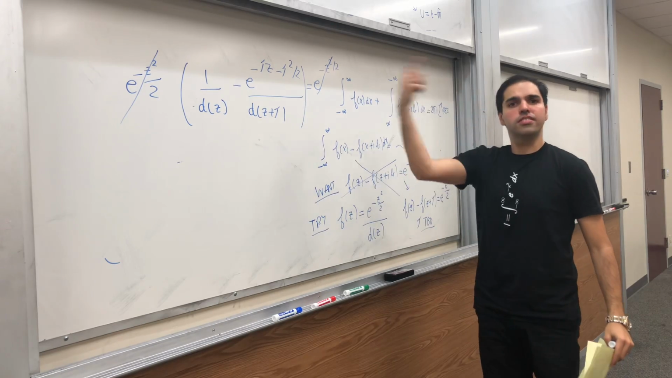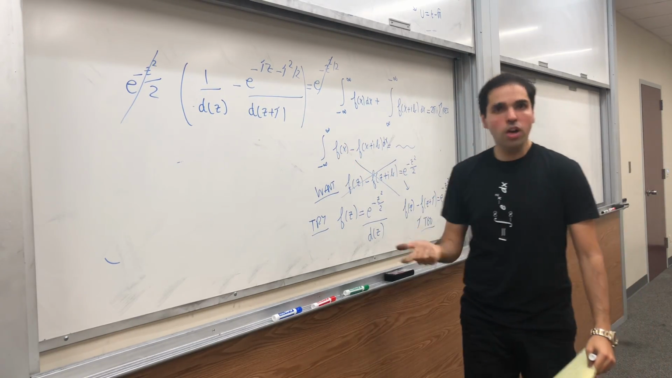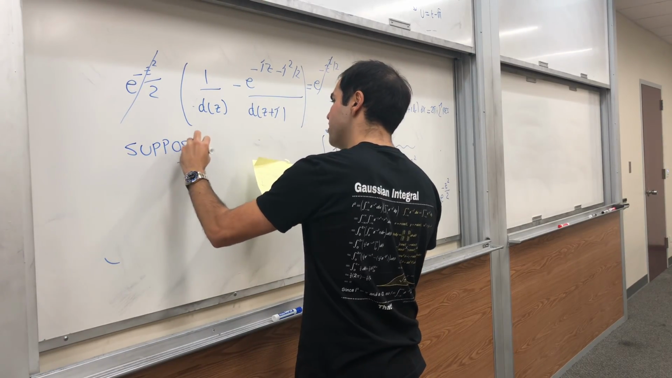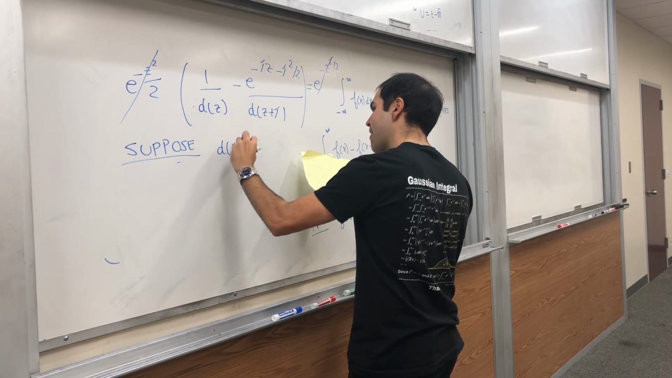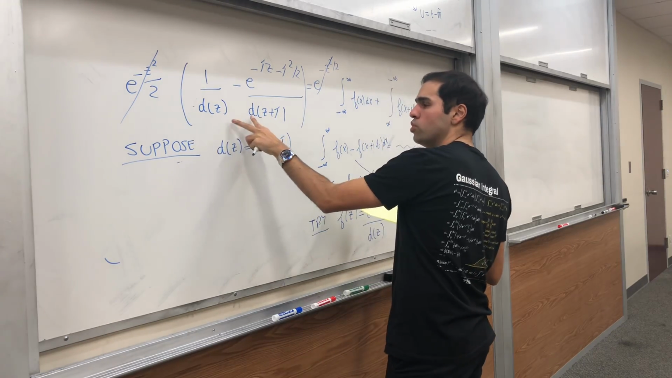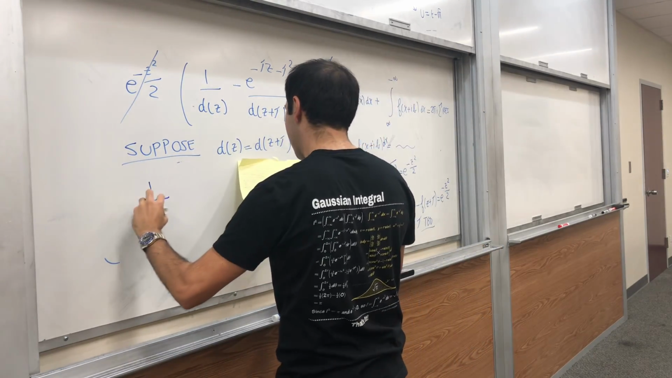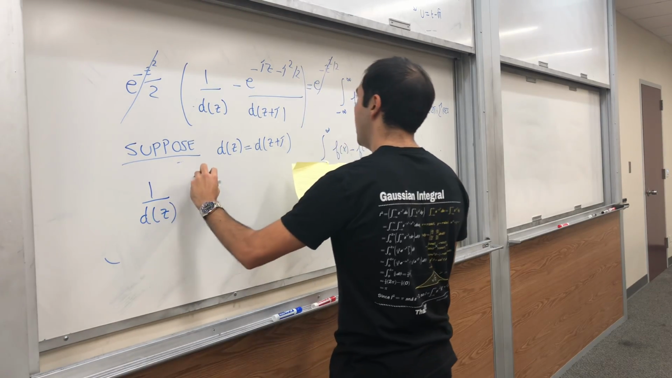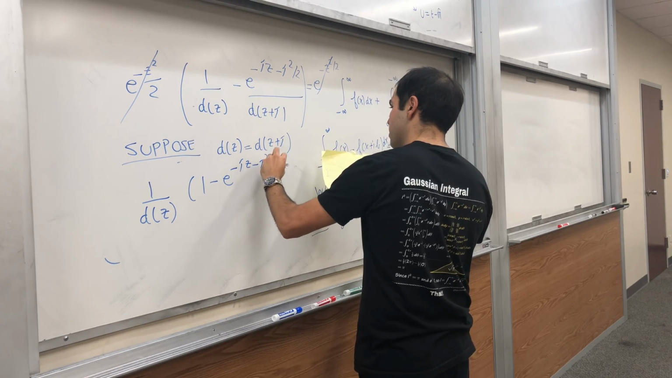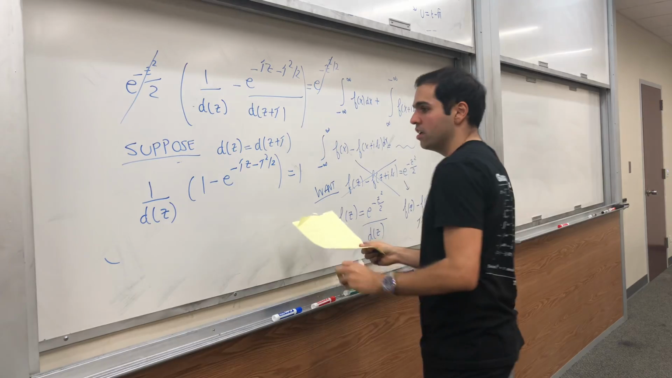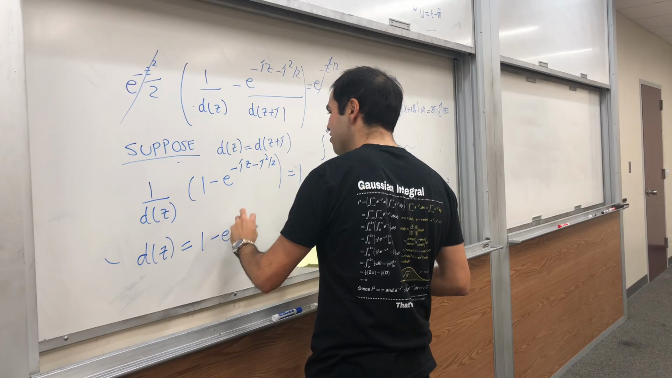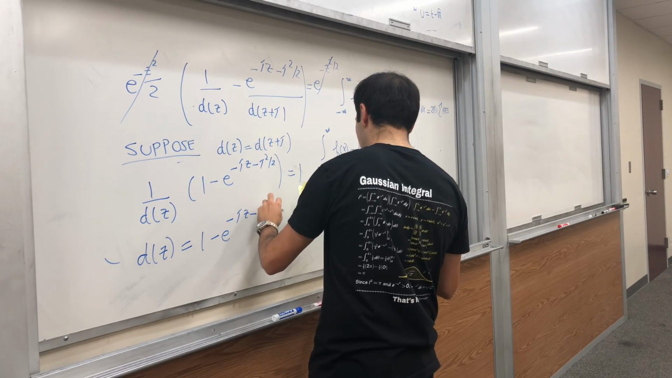Now, in general, this is still too hard to solve. So let's just do one more simplification. So let's suppose that actually d is periodic. So suppose d of z equals d of z plus tau. Then those two terms are the same, so we can factor it out. 1 over d of z times 1 minus e of minus tau z minus tau squared over 2 equals 1. So d of z equals 1 minus e of minus tau z minus tau squared over 2.